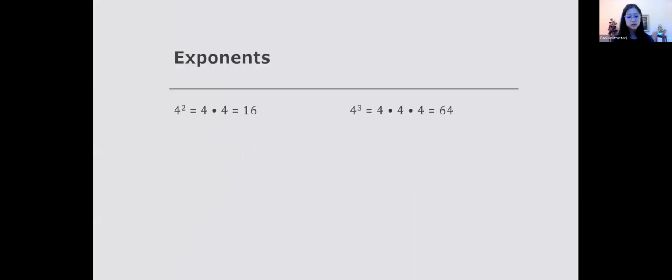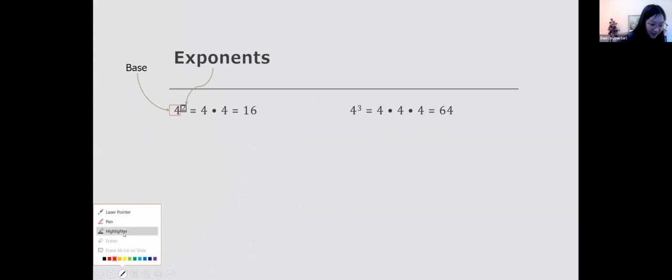Okay. So our first class, we will be talking about exponents and real number properties. So first of all, we have to know what an exponent is.